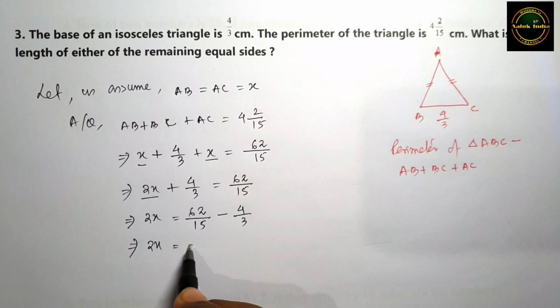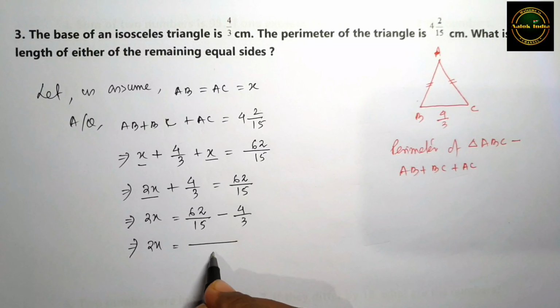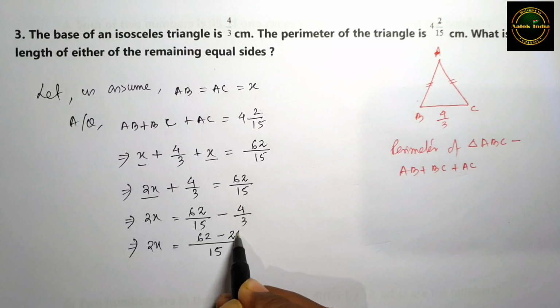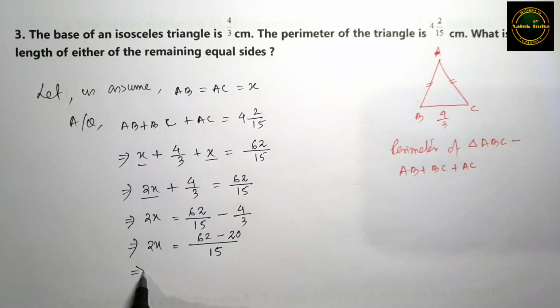So 2x is equal to 62 by 15 minus 4 by 3. If you take the LCM, it's 15. Now 15 ones are 15, 1 times 62 is 62, minus 3 fives are 15, 5 fours are 20. So 2x is equal to 62 minus 20 over 15, which is 42 by 15.